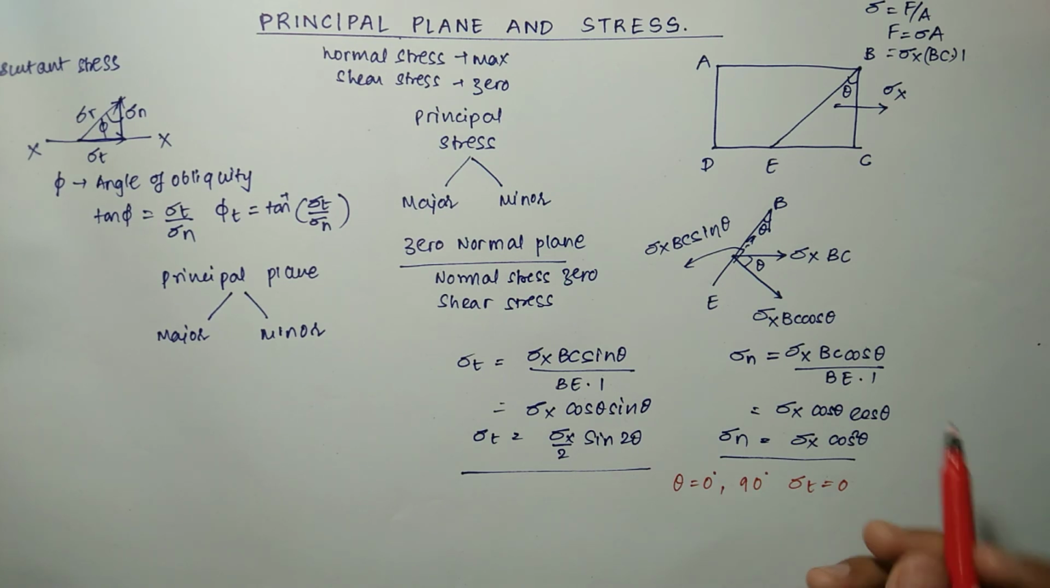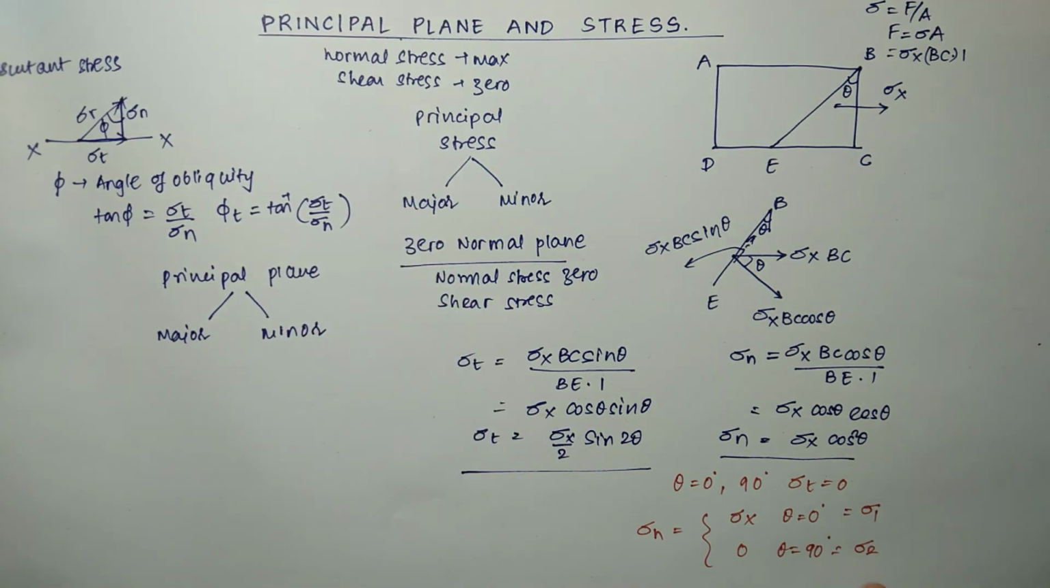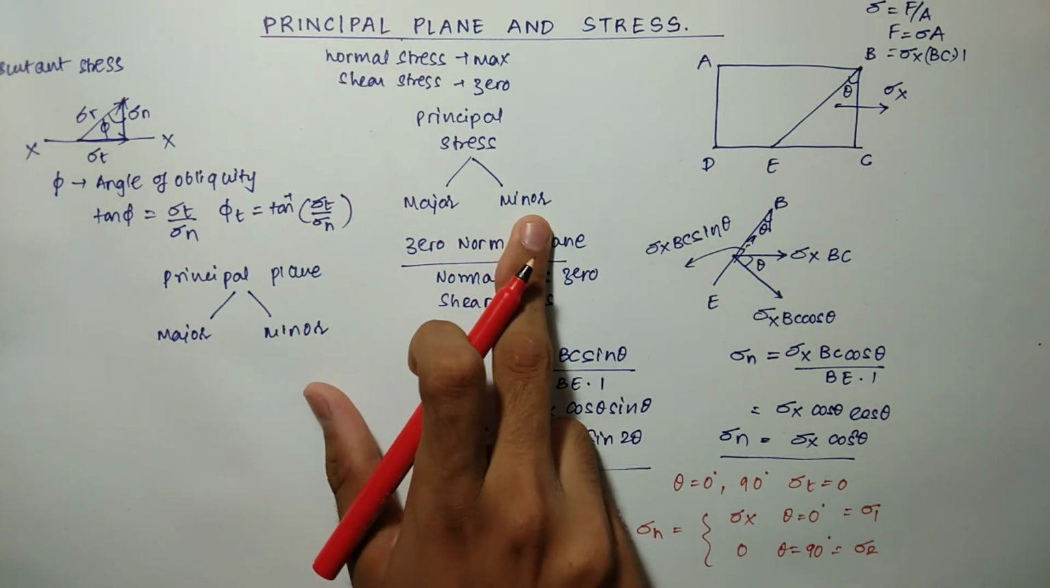maximum. Now we get the two values of sigma, and for the two values of theta, one is sigma x and another is 0, when theta equals 0 degree and when theta equals 90 degree. This sigma x is basically sigma 1 and this 0 is basically sigma 2. Sigma 1 is nothing but the major principal stress and sigma 2 is nothing but the minor principal stress.